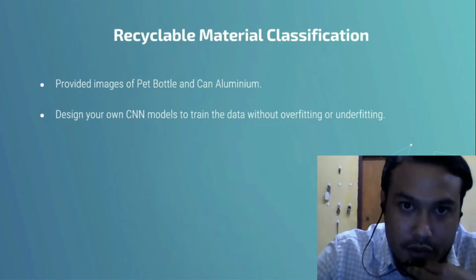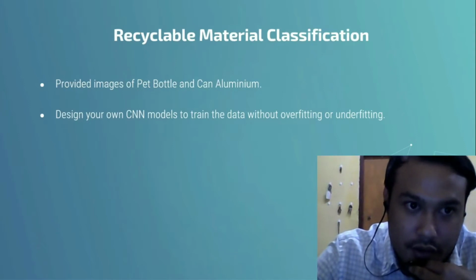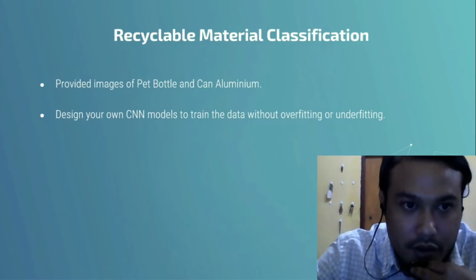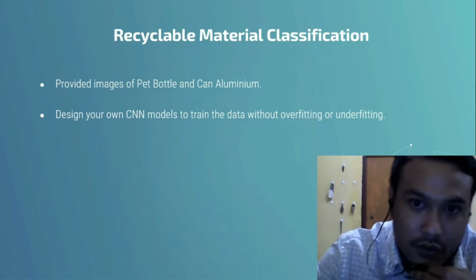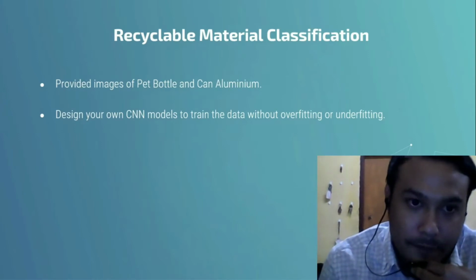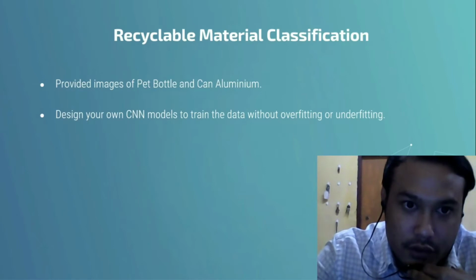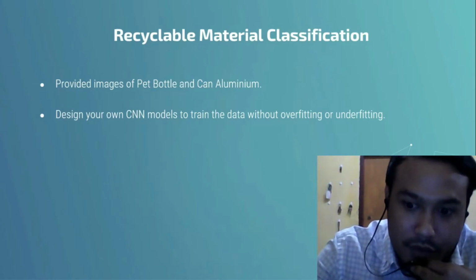So for the recyclable material classification, the task is to provide images of PET bottles and aluminium cans. There are two types of images, and we will design our own CNN model to train on the data without overfitting or underfitting. There are two classes in the output for the task given.